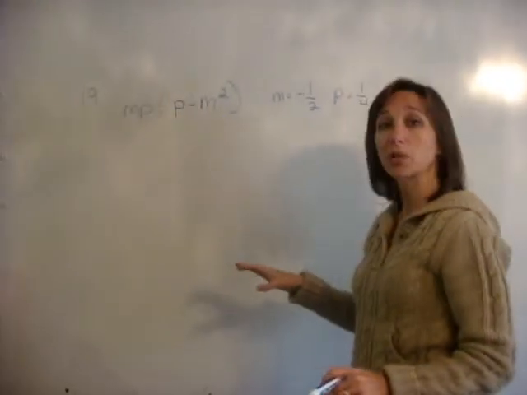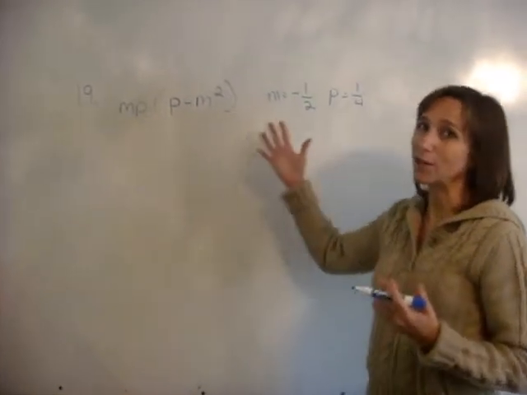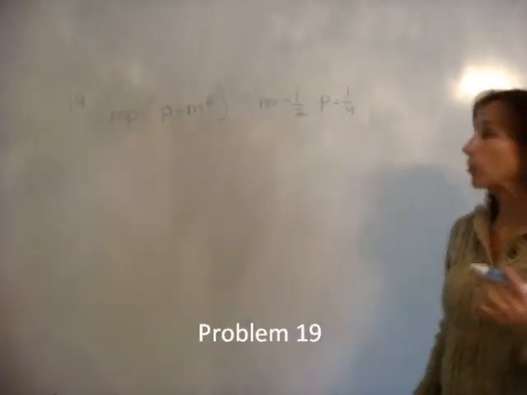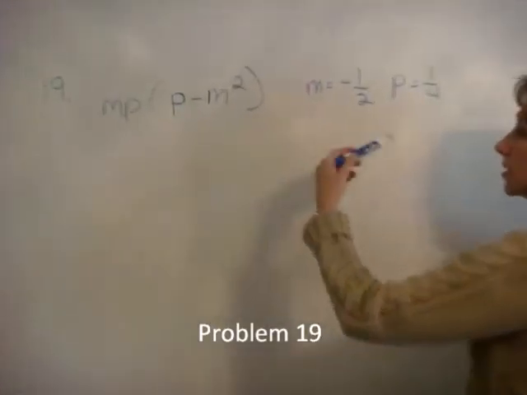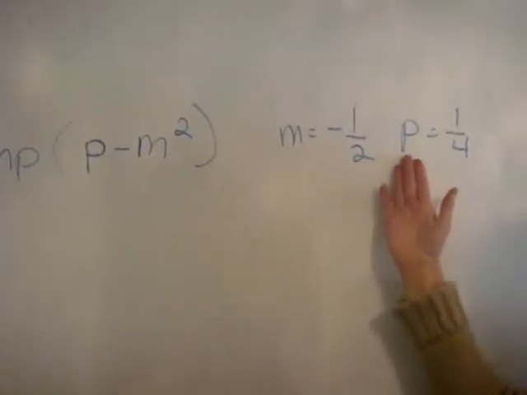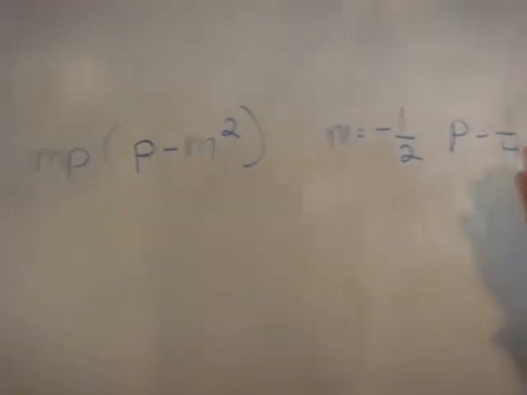Okay, we're going to do our final two problems. I can't believe hardly anyone got this simple little thing right. So let's just talk about what went wrong with it. This is just an evaluate, which means where the m is, we're going to put the -1/2. Where the p is, we're going to put a 1/4. So let's just do that.